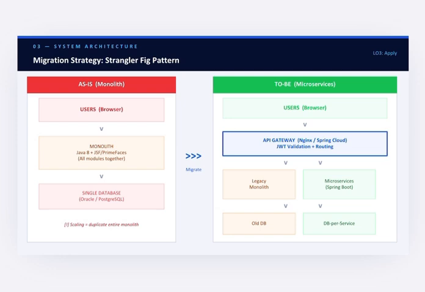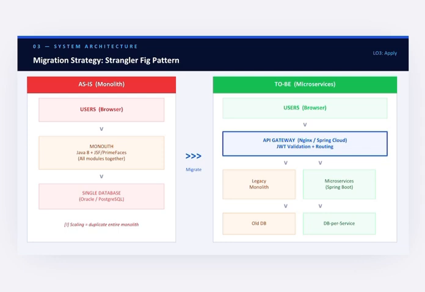The target architecture is microservices. A full system rewrite was rejected due to high risk and potential downtime. Instead, the Strangler Fig pattern was chosen. This approach replaces the system gradually while keeping the original system running.